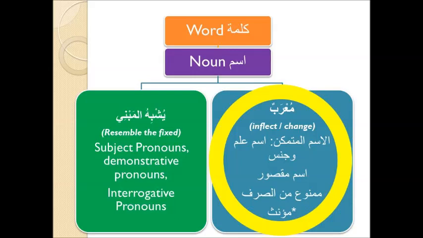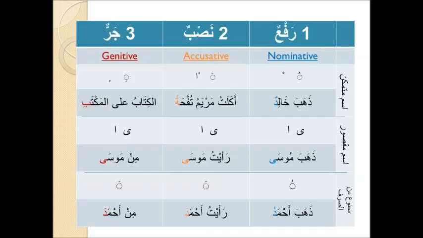Back to the noun chart, we will now look at those nouns which inflect. As discussed, we have the three grammatical states. 1. رفع, the nominative. 2. نصب, accusative. And 3. jar, genitive. We spoke about اسم متمكن, which in the nominative state reflects with a ضمة or ضمتان, in the accusative state with فتحة or فتحتان, and in the genitive state, jar, with كسرة or كسرتان.